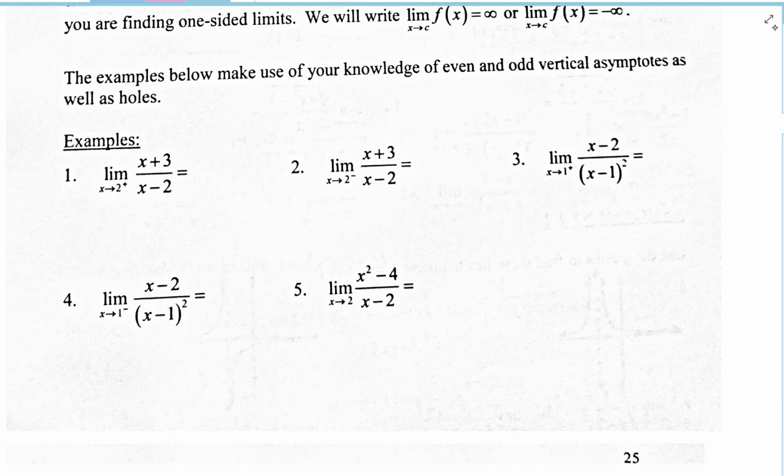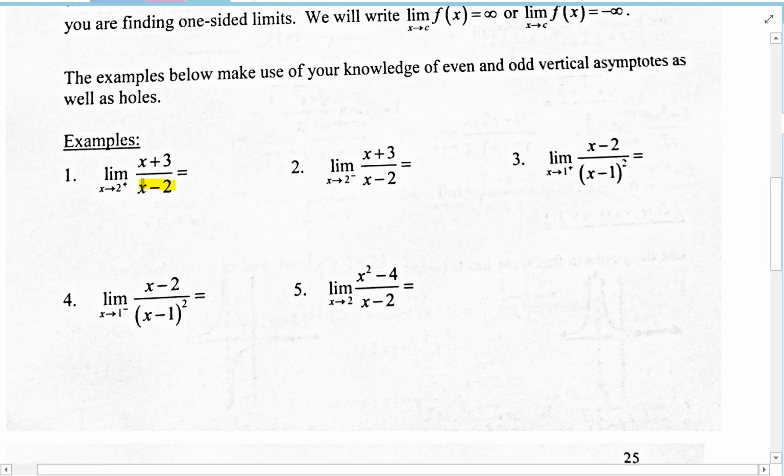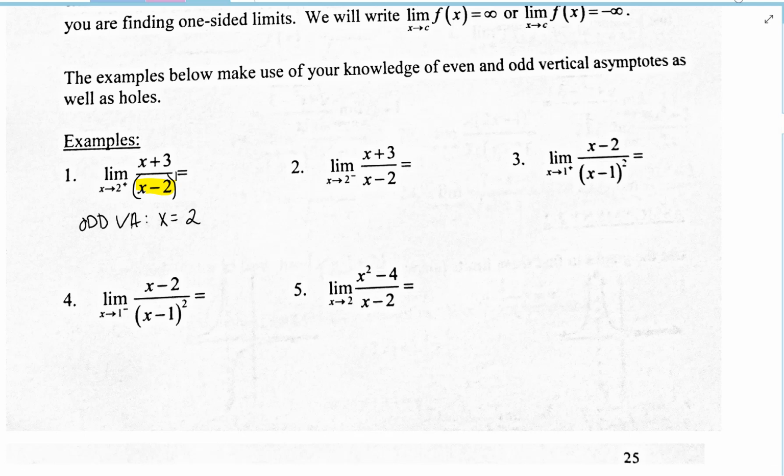The limit as x approaches 2 from the right of x plus 3 over x minus 2. There is some information that we know about this graph. We know we have a vertical asymptote at 2, and we know that it's an odd vertical asymptote because it's to the power of 1. I also know there's a horizontal asymptote at y equals 1. That may be helpful.